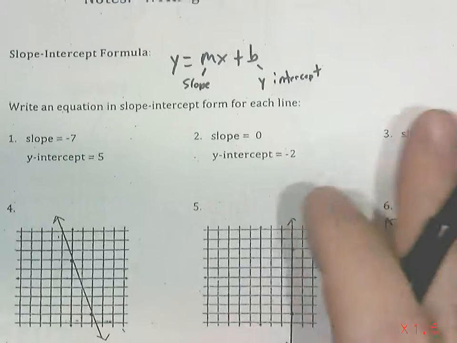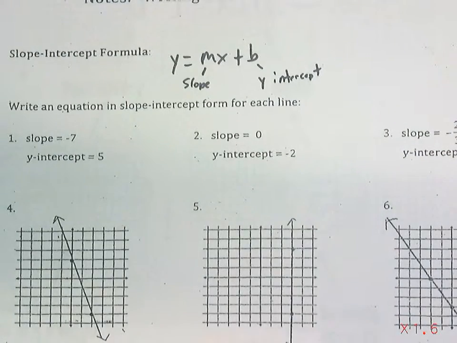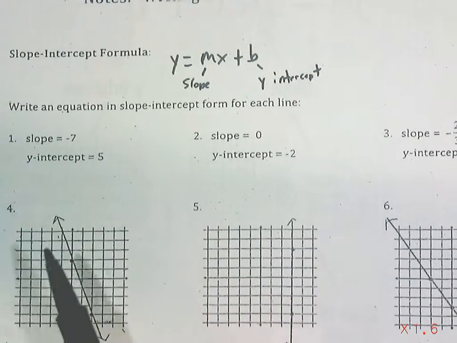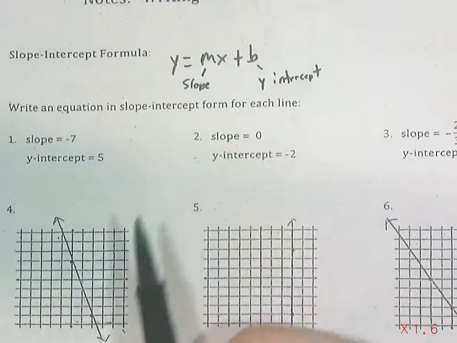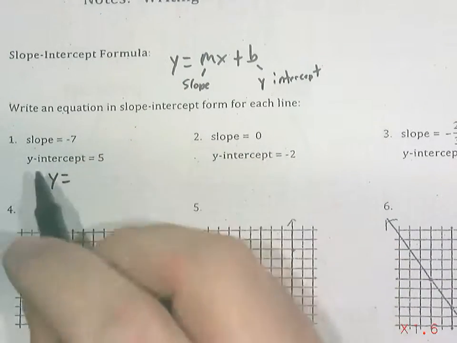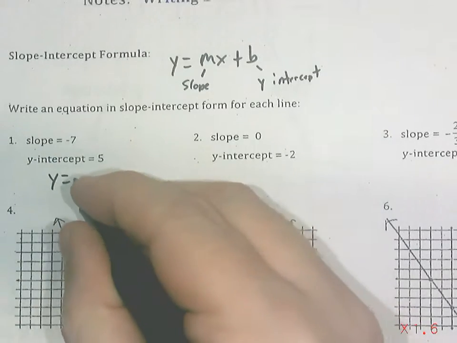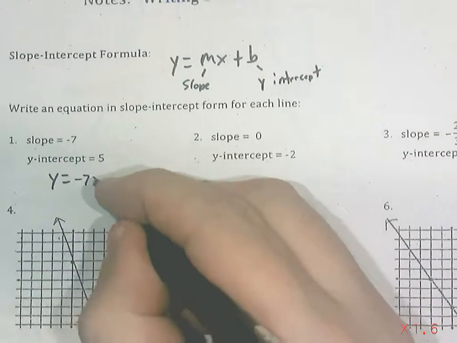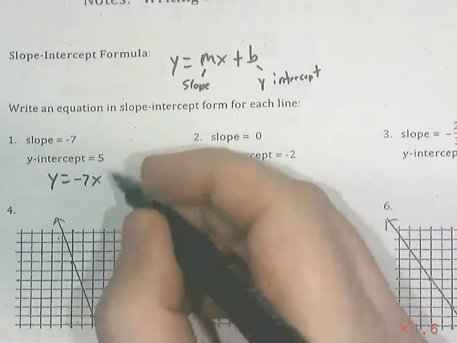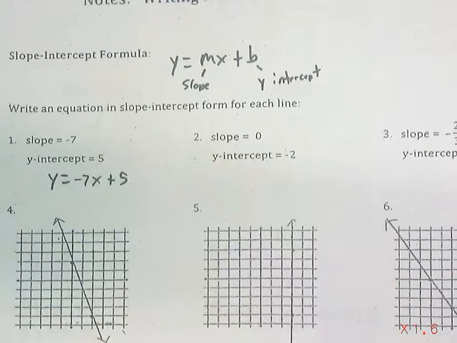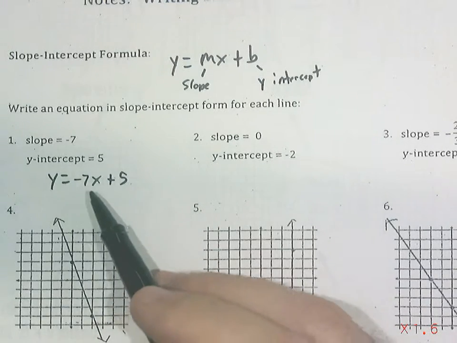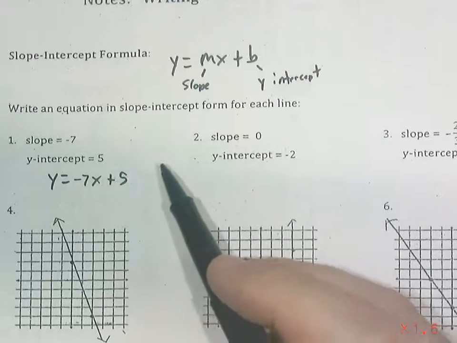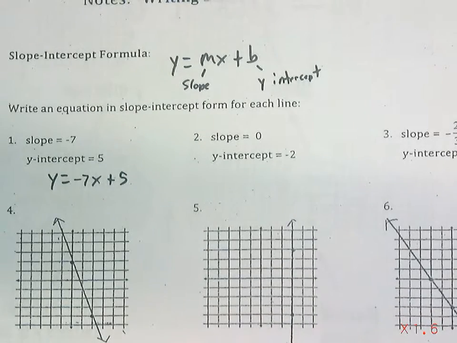So these first few examples actually give me a slope and y-intercept, and I just have to write the equation for it. So to write the equation, again, the slope goes where the m is, the y-intercept goes where the b is. So it would be y equals, the slope is -7, so -7 times x, and then the y-intercept is +5, so it would be +5. And that's it. That's all you have to do. Again, the slope is always multiplying with the x. The y-intercept is always adding or subtracting afterwards.